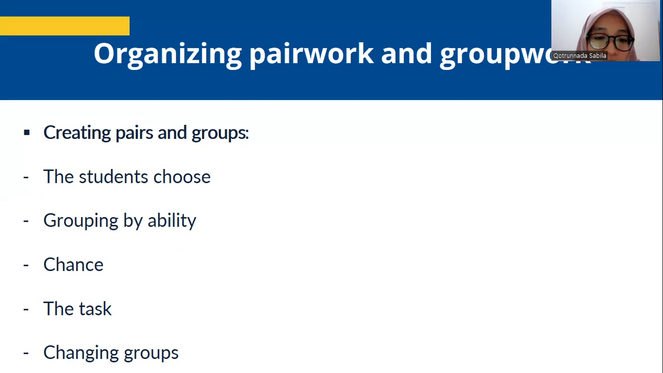And then changing groups. Just because we put students in groups at the beginning of an activity doesn't mean that they have to stay in the same groups until the end. The groups may change while an activity continues.